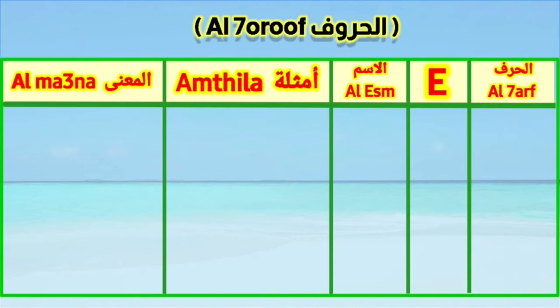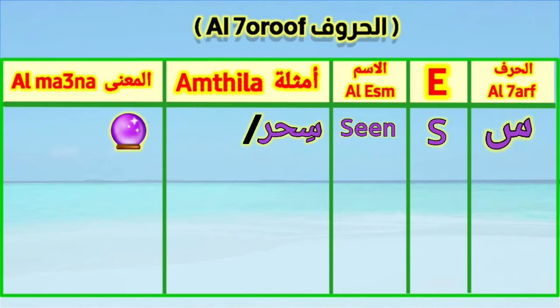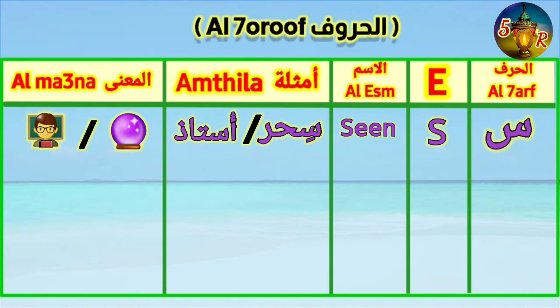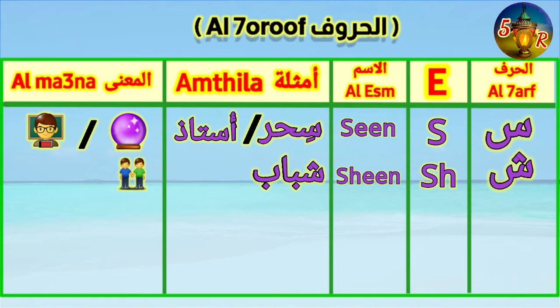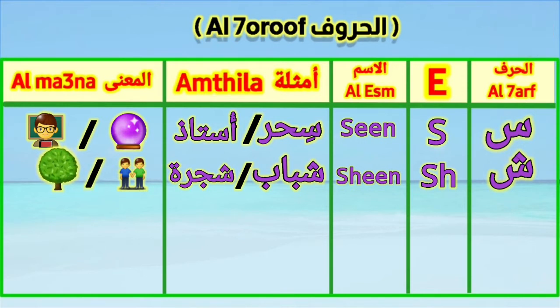طيب يلا بينا, now let's recap and put all of them in our beautiful table. First one was seen, same as in English. It's called seen. أمثلة we said سحر. سحر means magic. And أستاذ or أستاذ in Masri, which means teacher or mister. The sister was sheen, 3 dots on the top. That's the sh sound. أمثلة we said shabab, which means youth, also can be used as guys, ya shabab. And also shajara or shagara in Masri, which means a tree.